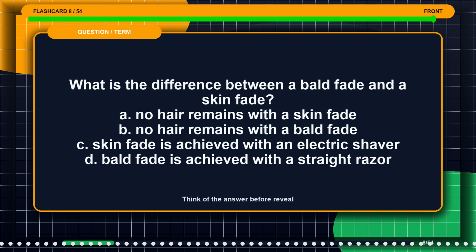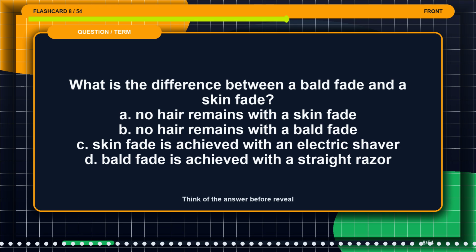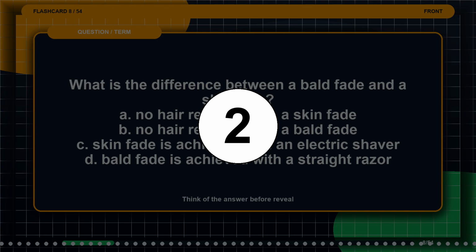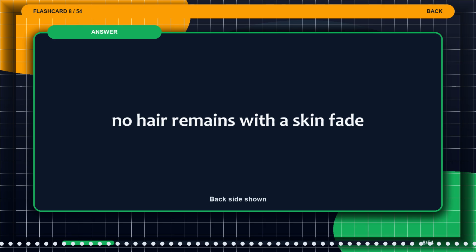Flashcard 8. What is the difference between a bald fade and a skin fade? A. No hair remains with a skin fade, B. No hair remains with a bald fade, C. Skin fade is achieved with an electric shaver, D. Bald fade is achieved with a straight razor. Pause and think of the answer before the reveal. The answer is no hair remains with a skin fade.